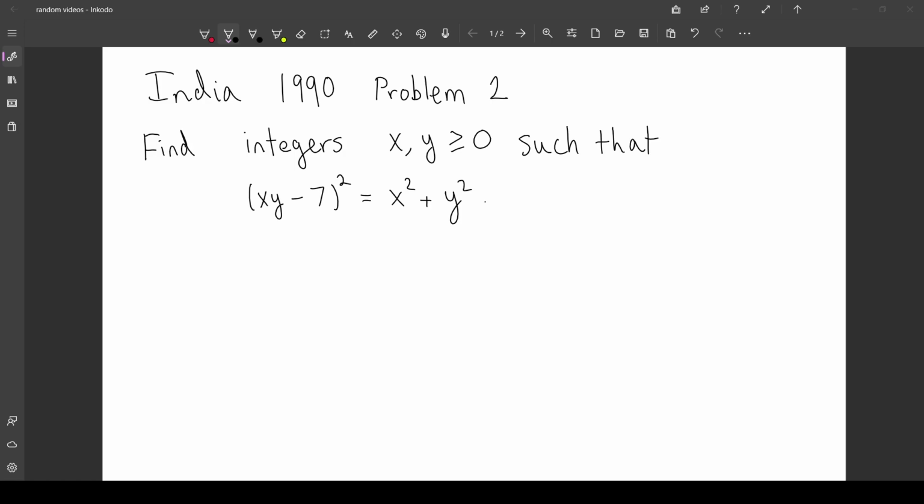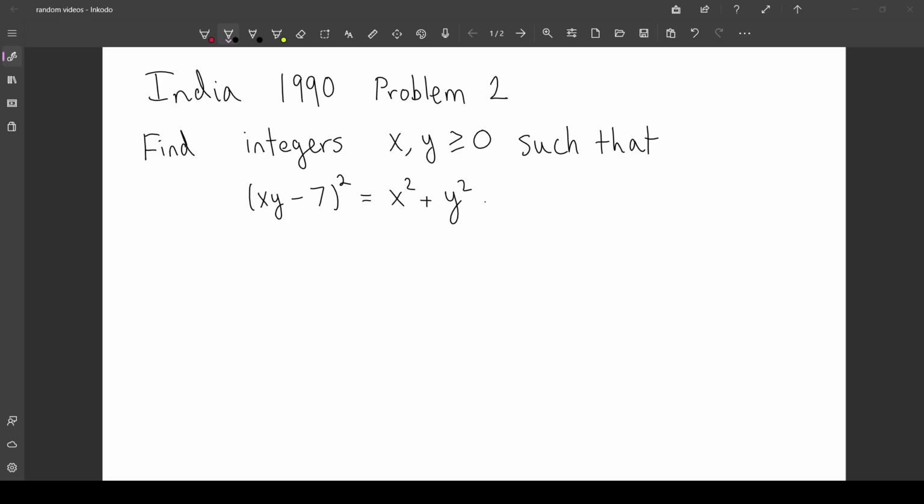If you look at this equation, you might be tempted to think Pythagorean triples, because you have something squared equals something squared plus something squared. And indeed, one of the solutions that Let's Think Critically does involves Pythagorean triples. But I had a different solution. My solution uses a bit of casework.